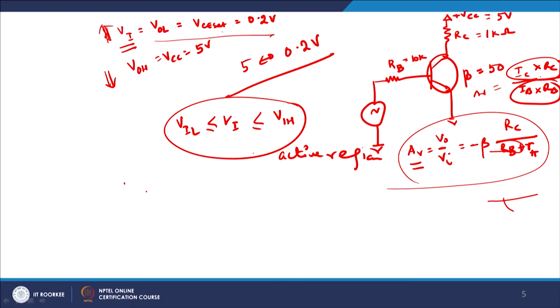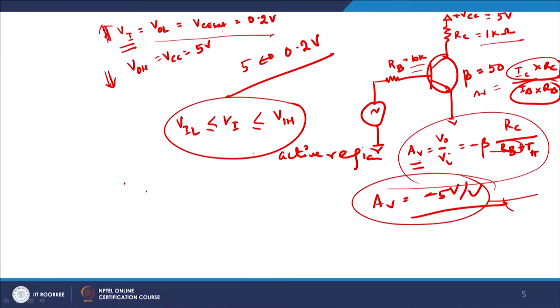So, with this concept, if you put the value of RC as 1 kilo ohm, RB as 10 kilo ohm, and beta equal to 50, I get AV approximately equal to minus 5 volts per volt. It is negative because the output is always 180 degrees phase shifted with respect to input, and therefore you get AV equals minus 5 volt by 5 volt. So, within the active region I get AV equal to this much.